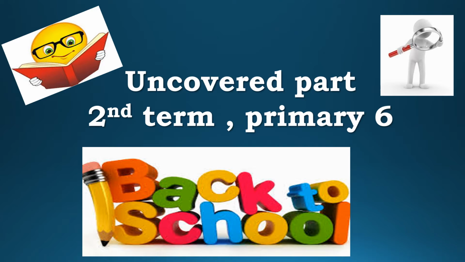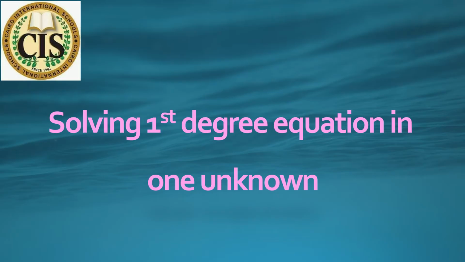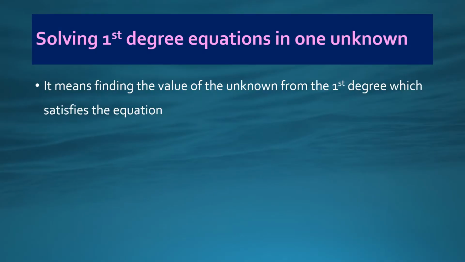Today we are going to talk about the uncovered part in the second term in Primary 6. The first part that we will talk about today is solving first degree equations in one unknown. It means finding the value of the unknown from the first degree which satisfies the equation.